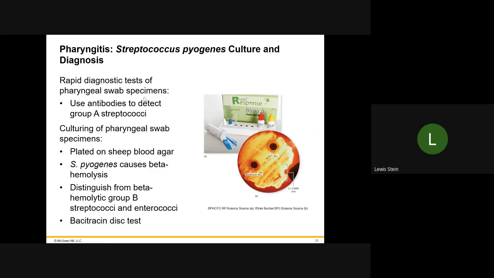So here you can see the rapid strep test we talked about. They actually use antibodies to detect it, and those antibodies are pretty much specific to that group A protein that we talked about at the start. And you can see the typical swab that we use. We use them on blood agar. You can see the hemolysis, how it's gobbled up the red cells, that's the beta. The alpha has more of a greenish brown color, and it distinguishes it. And the other streptococci are non-hemolytic.